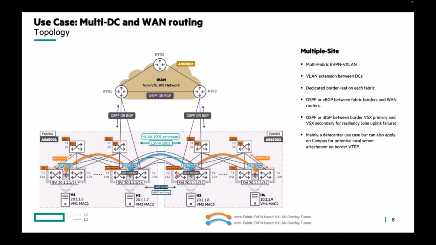Yes, as you see on the diagram, OSPF or iBGP between border VSX primary and VSX secondary for resiliency. One uplink failure, you have another one intact, right? This one. Okay. Mainly a data center use case, but can also apply on campus for potential local server attachment on border VTEP, right? But we will be concentrating more upon the data center use case, as you see on the screen. And where this particular feature is implemented is purely on the border VTEP. Okay.